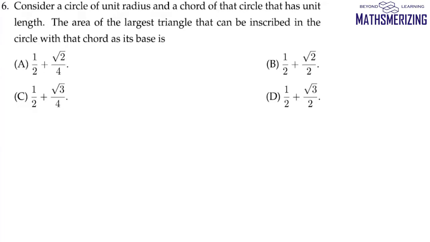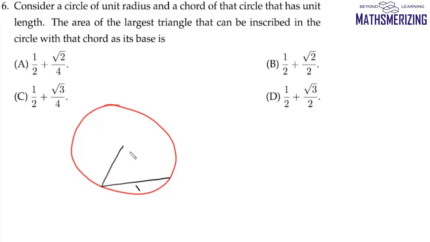Now here the question is, consider a circle of unit radius and a chord of a circle that has unit length. We need to find the area of the largest triangle that can be inscribed in the circle with that chord as its base. So we have a circle whose radius is 1, and we also have a chord whose length is 1. So this is 1 and its radius is also 1.